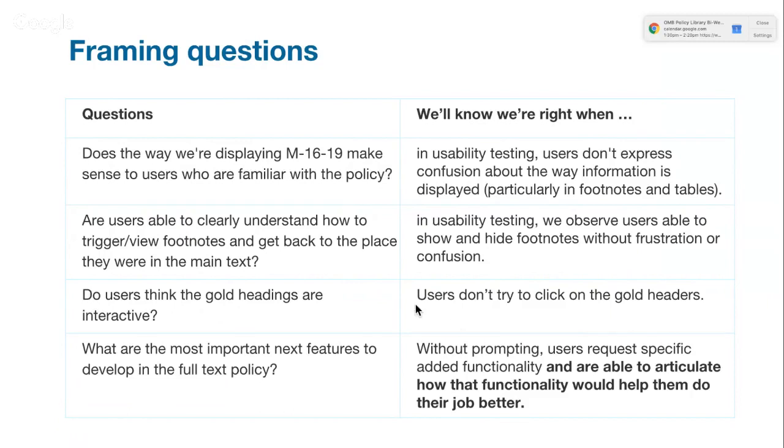One question that came up is, do users think the gold headings are interactive? Looking a little to the future, what are the most important next features to develop in the full text policy? In that policy detail page, there's a lot we can do. I'm going to get a sense of what users might be looking for. And for each question, we had a sense of how we'll know we're right, or we have an answer, based on things we would see in the usability session.